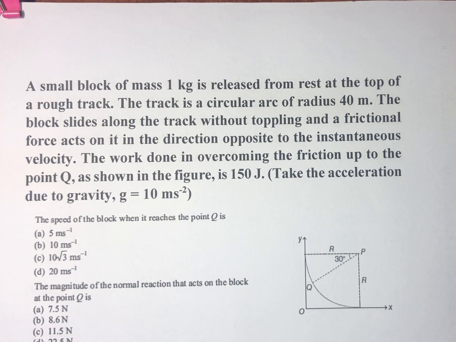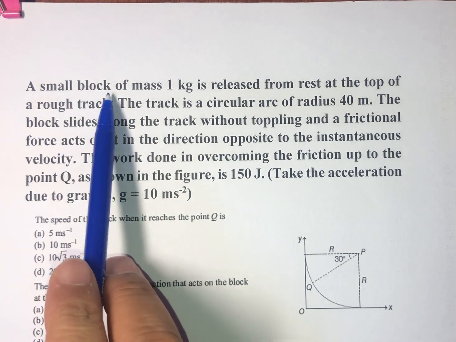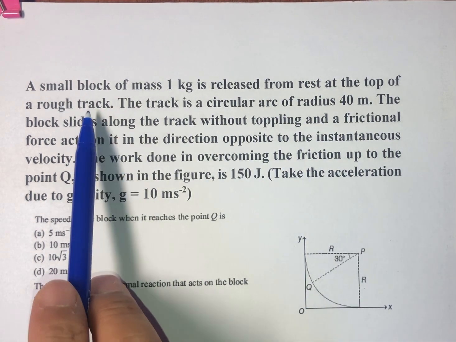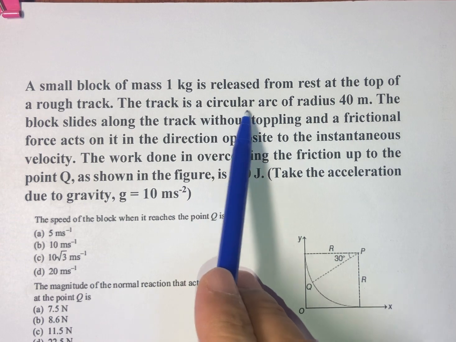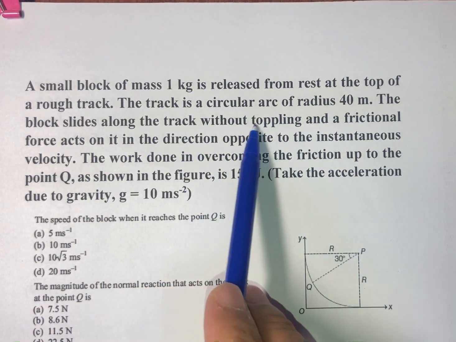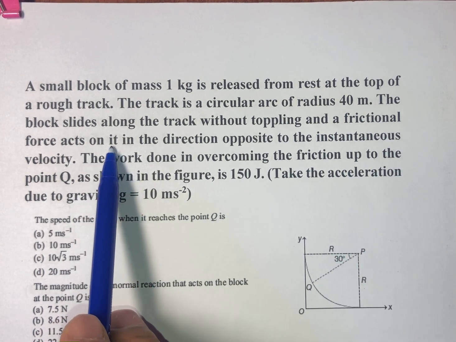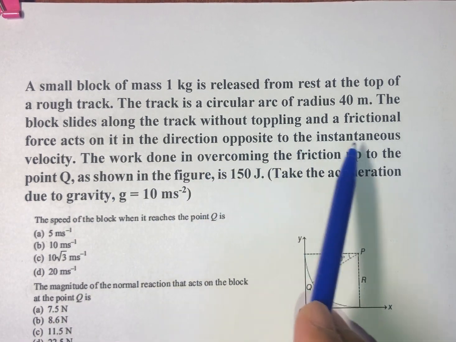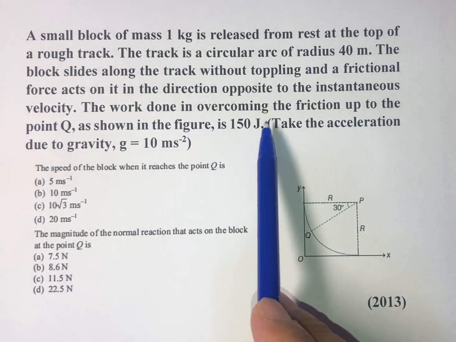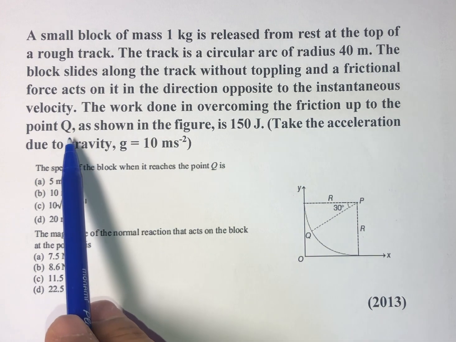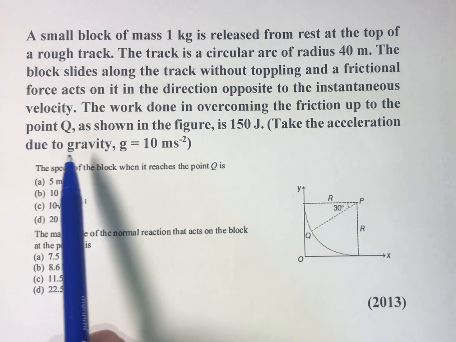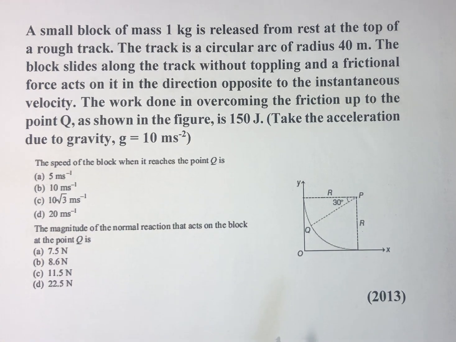Hello friends, in today's question, a small block of mass 1 kg is released from rest at the top of the rough track. The track is a circular arc of radius 40 meter. The block slides along the track without toppling and a frictional force acts on it in the direction opposite to instantaneous velocity. The work done in overcoming the friction up to the point Q, as shown in the figure, is 150 joules. Take the acceleration due to gravity g as 10 meter per second square.